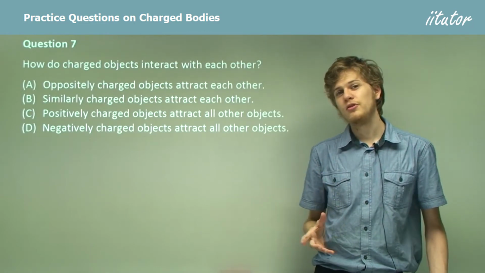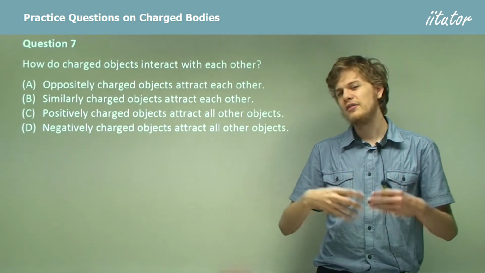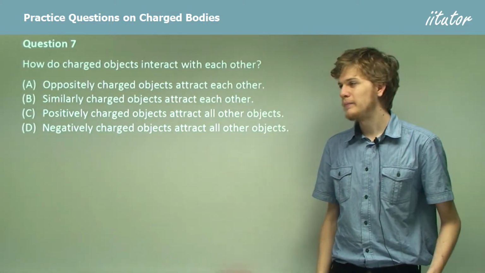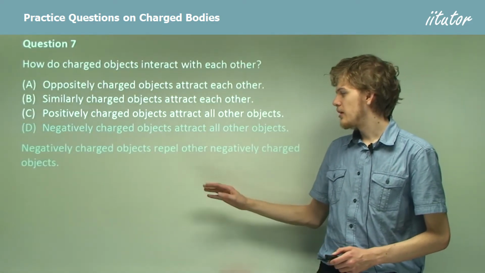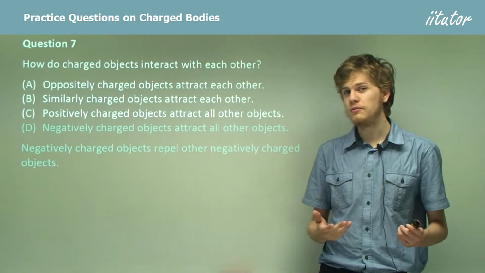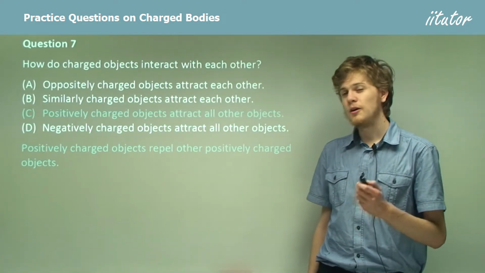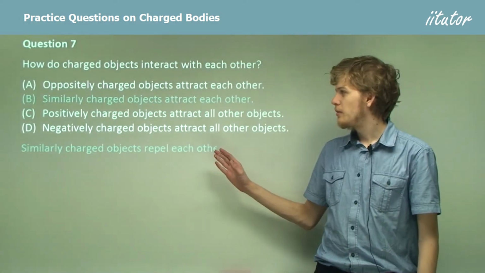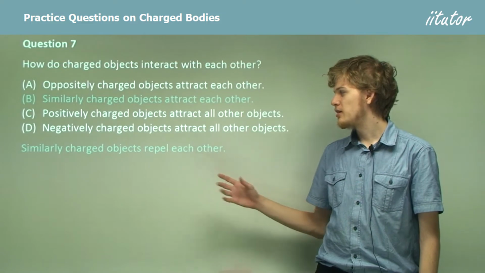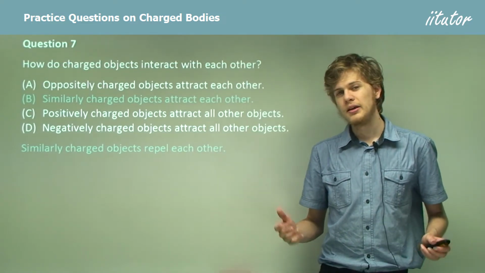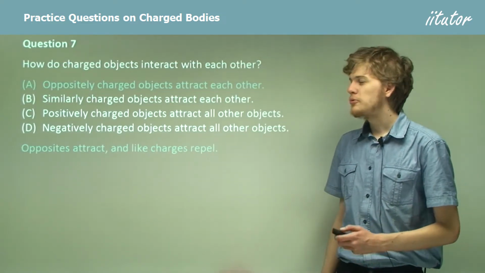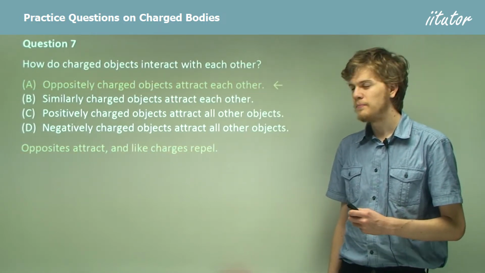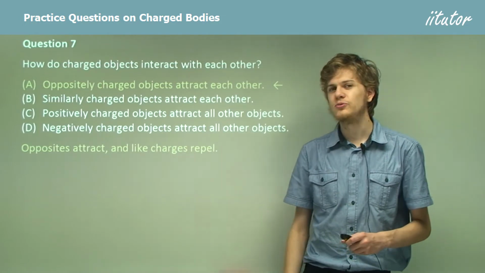Well, no, it doesn't, because if we bring two of those glass rods together, they repel each other. And that gives us a hint as to what the answer could be. So it can't be D, negatively charged objects will repel other negatively charged objects. It can't be C, because positively charged objects will repel each other. It can't be B, because if we have similarly charged objects, then they'll repel each other. The last option then is A, oppositely charged objects attract each other. And so this is the correct answer. Opposites attract and like charges repel.